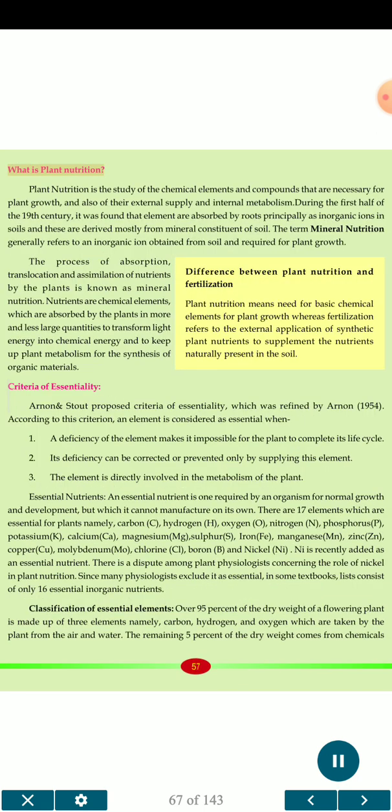Chapter 5. What is plant nutrition? Plant nutrition is the study of the chemical elements and compounds that are necessary for plant growth and also of their external supply and internal metabolism.